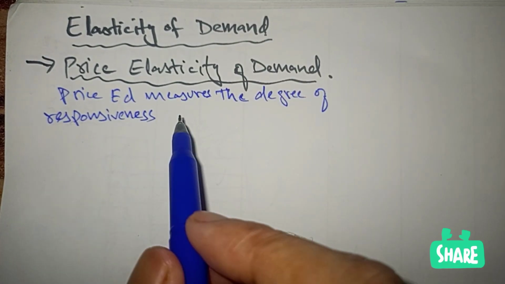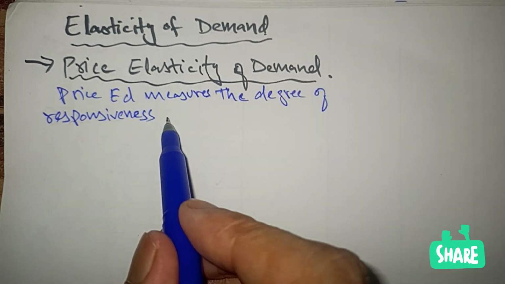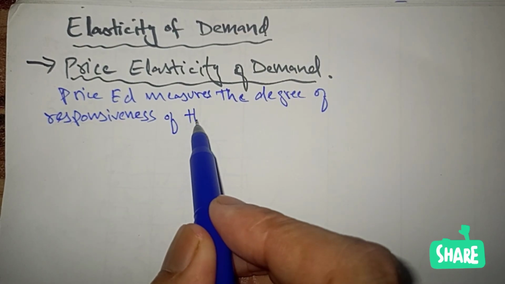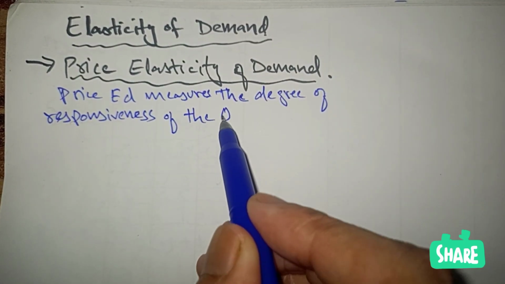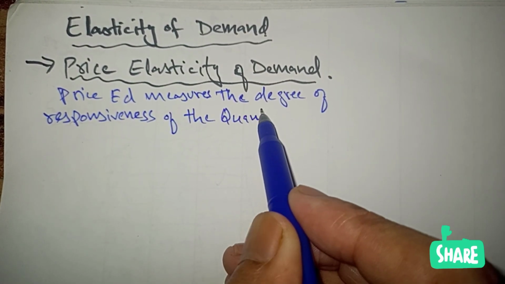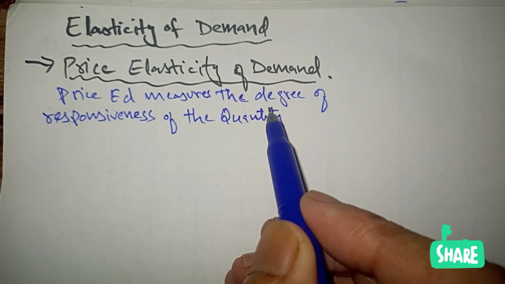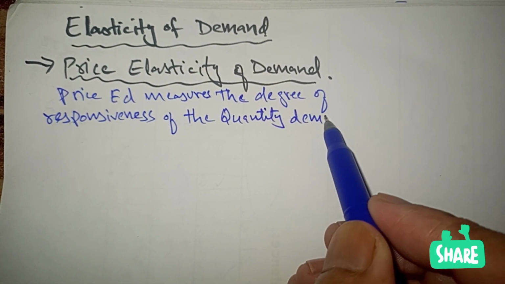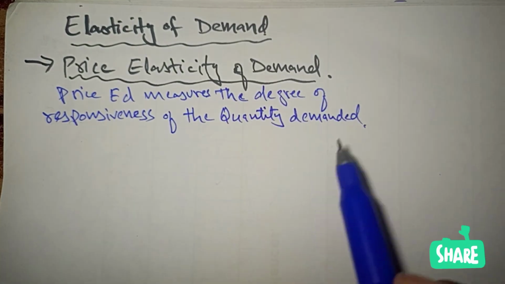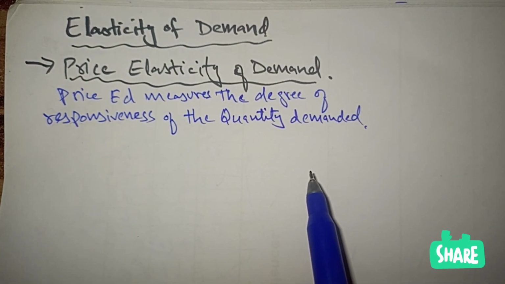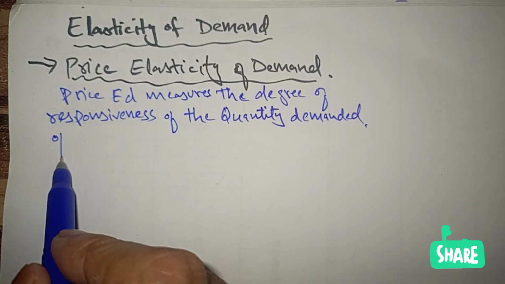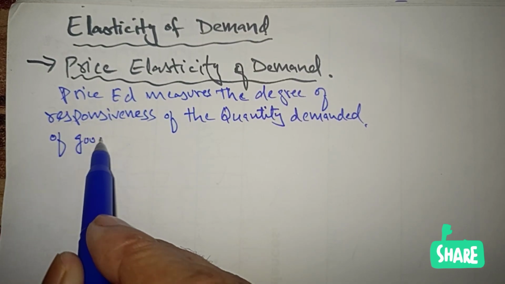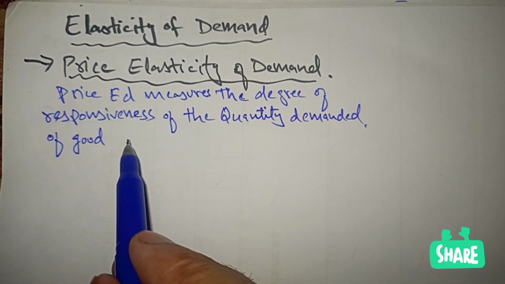The law of demand is straightforward. It tells us that when the price of a good rises, its quantity demanded will fall, all other things remaining the same. The law does not indicate how much the quantity demanded of a good will fall with the rise in price, and how responsive demand is to a rise in price.